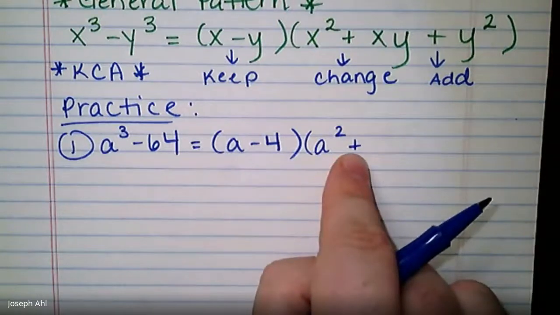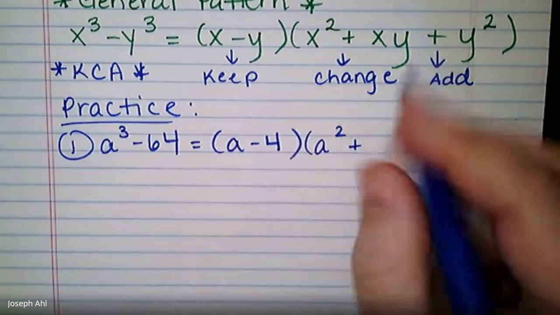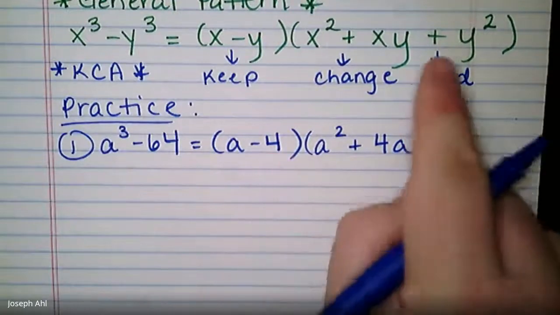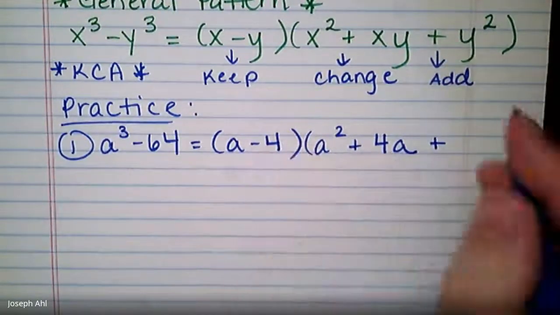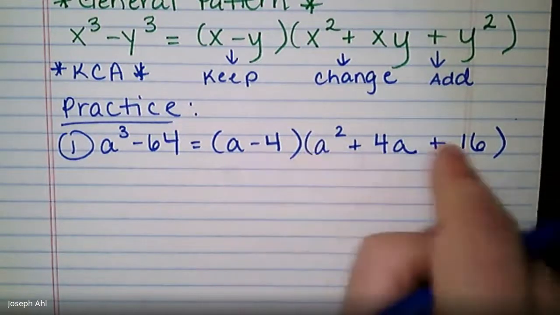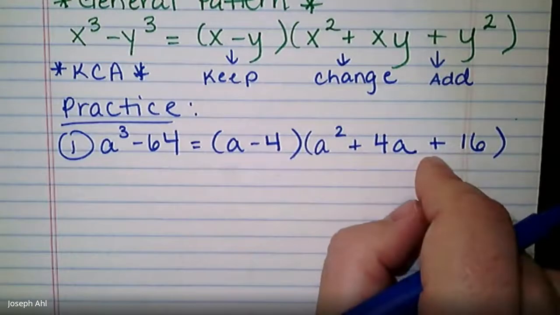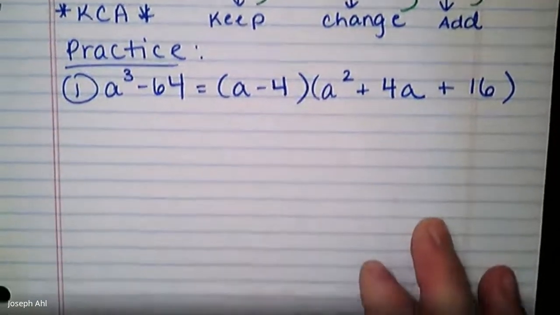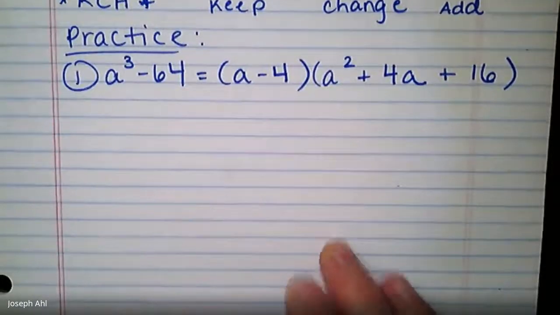Change that sign to plus. A times 4 is just 4a in the middle. And then finally, at the end, we're going to add whatever 4 squared is, which is 16. And of course, we can check any of these by multiplying everything back together again. Okay, but for now, hopefully you'll trust me that, yep, that multiplied out would give you a cubed minus 64.